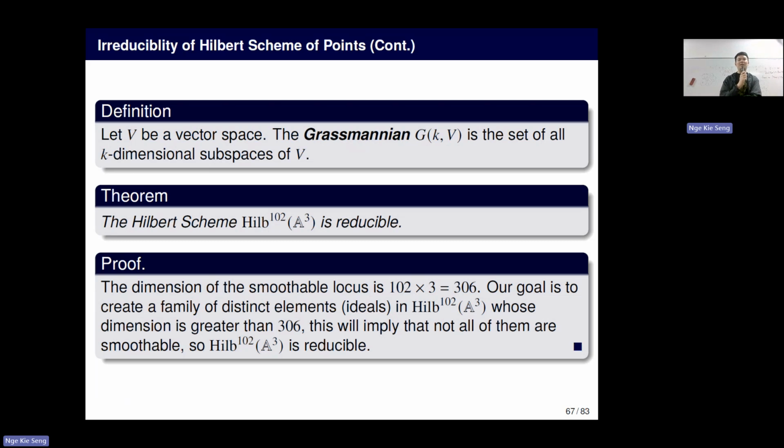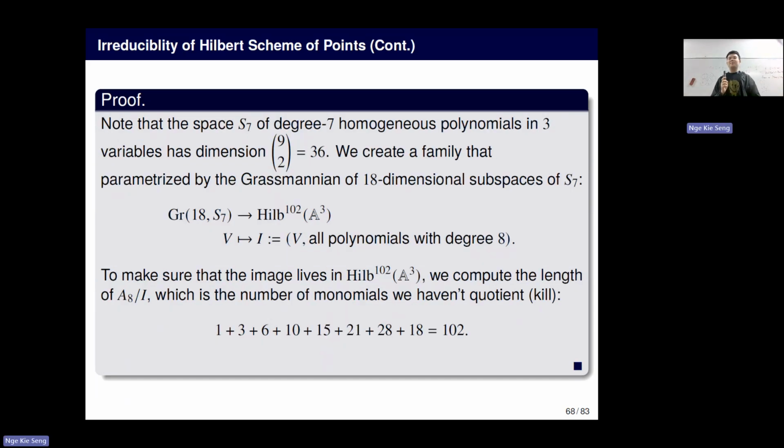Our goal is to create a family of distinct elements, which are ideals in Hilb 102 of A3, such that its dimension is greater than 306. This will imply that not all elements are smoothable, so the Hilbert scheme is reducible. Note that this S7 is not the symmetric group we mentioned earlier. S7 denotes the degree 7 homogeneous polynomials in 3 variables. And I think it is another combinatorics question: what is the dimension of this S7? We know it should be C(9,2), which equals 36, right? We just put x, y, z here with exponents a, b, c such that a plus b plus c equals 7. This is a combinatorics question, so the answer is 36.